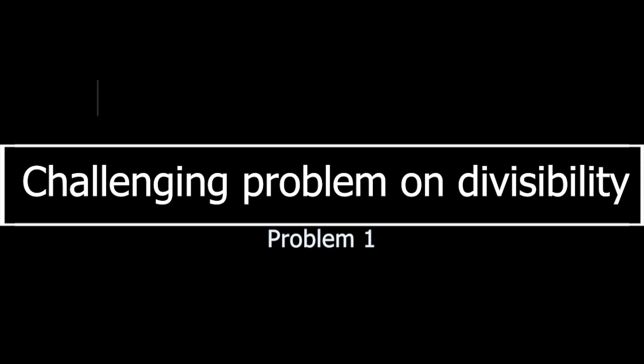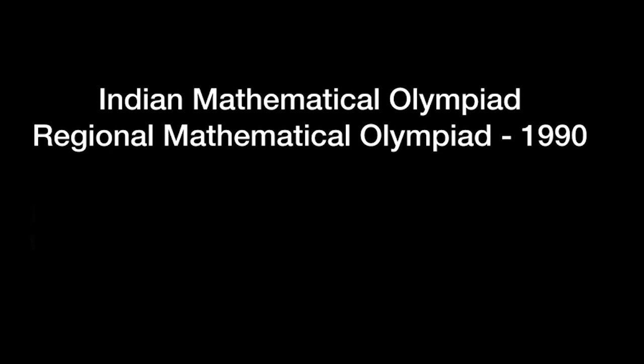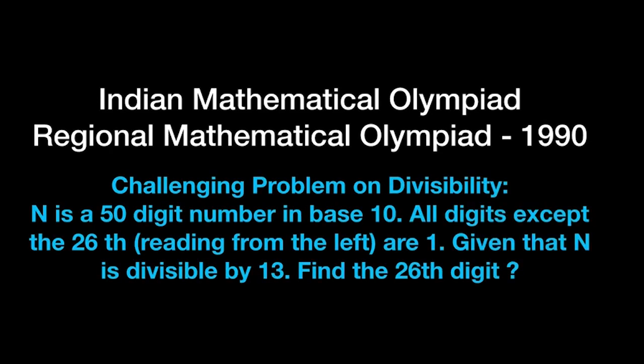The first problem was a very challenging one, and it was asked in the Indian Regional Mathematical Olympiad in the year 1990. The problem was on divisibility and remainder. N is a 50-digit number in base 10. All digits except the 26th reading from the left are 1. Given that N is divisible by 13, find the 26th digit. This is the problem.